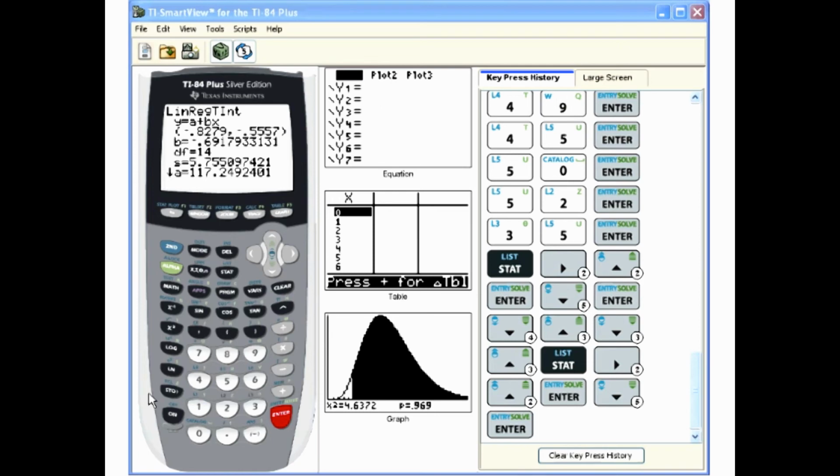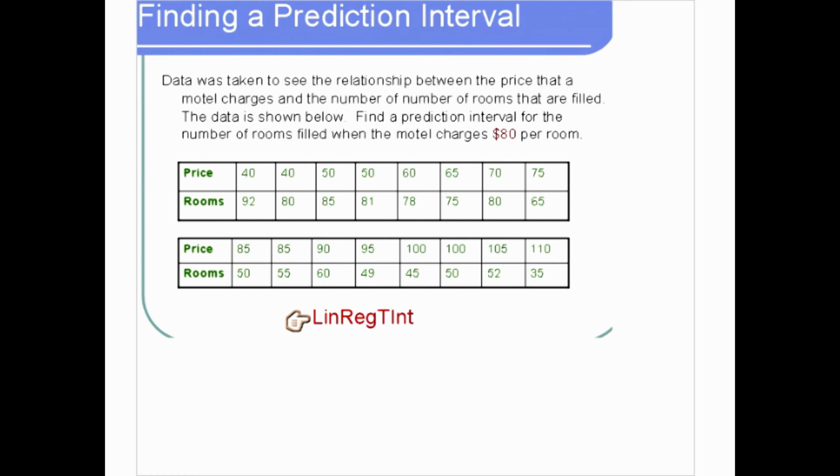We had our Y equals A plus BX, and A was 117 plus B was minus 0.69 X. So now if I go back, we'll be able to see it in the context of the question. If I plug in 80, I get 117 minus 0.69 times 80. And you'll probably need your calculator for that. And what do you get?